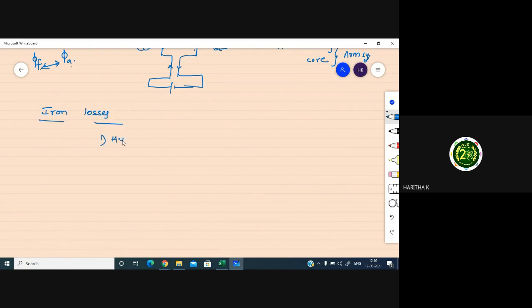First one is hysteresis loss. Why is this loss produced in the motor? Not only in a motor, in any electrical appliance like transformers, generators, these hysteresis losses will be developed. Why? Because whenever there is a magnetic material, hysteresis loss comes into the picture, because magnetic material consists of magnetic dipoles. Examples of magnetic materials are steel and iron. Inside that material, it consists of magnetic dipoles.